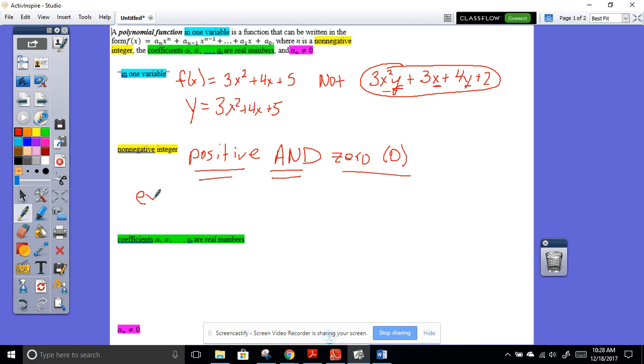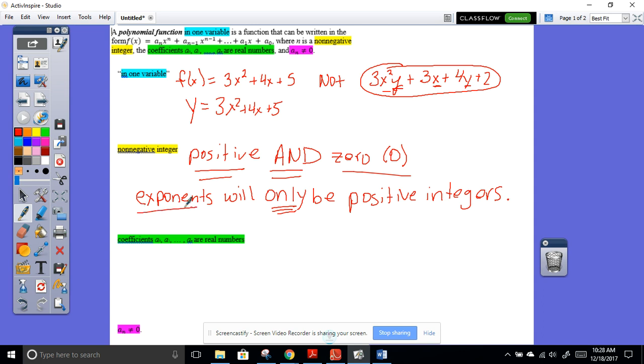This means that our exponents, I can't even spell exponents, E-N. Our exponents will only be positive integers. So what do we not have to worry about? We do not have to worry about exponents that are fractions. So we'll have no fractions as exponents.